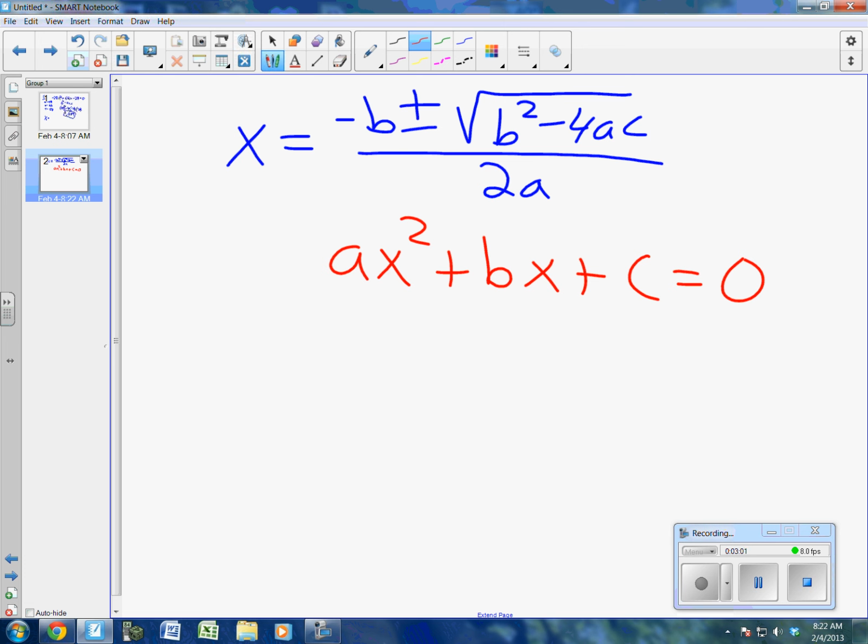Give me a number that you guys would like to do. Which one would you like to? Number 7? Okay. So we're going to start with number 7 right here. And we are going to use the quadratic formula to find out what x is equal to.